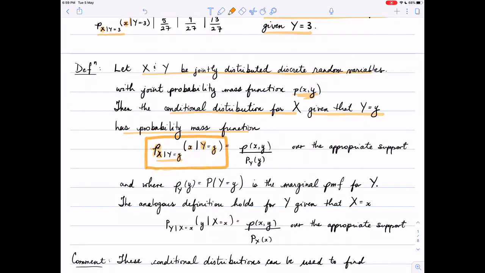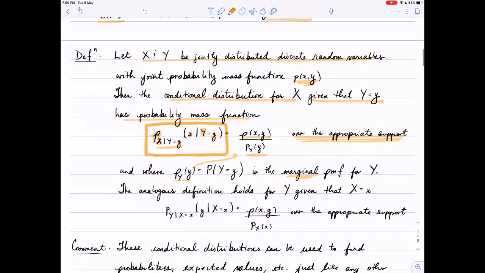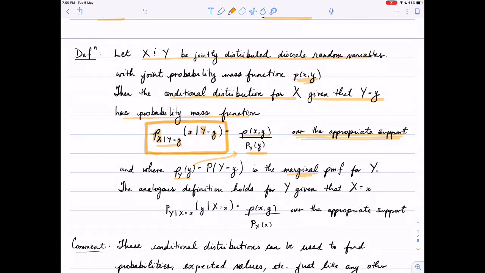So it is the joint PMF, P of xy, over the marginal P sub y of y. And that is over the appropriate support, and that is going to be very important. We're going to take a look at that, especially in the continuous case, in just a moment. And so as we said here, the denominator, P sub y of y, is the marginal mass function for y.